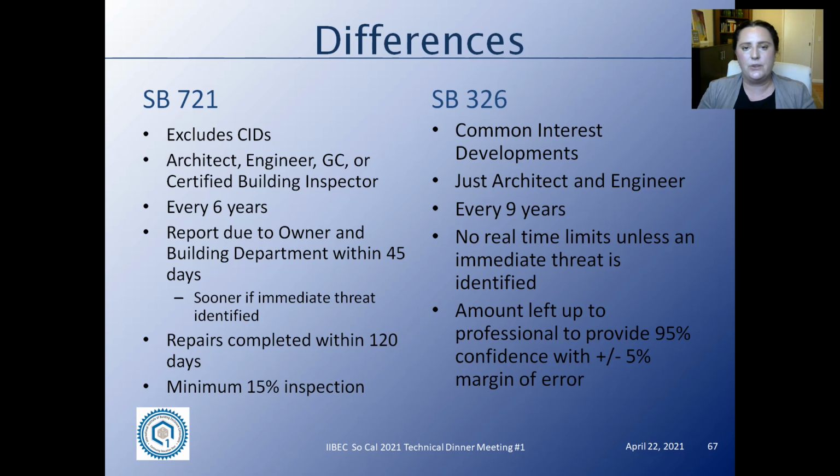One thing to note for both 721 and 326 is if problematic conditions are observed, then you are required to do additional inspections. The amount additional is left up to the professional. So if you inspect 100 balconies and 50 of them have problematic conditions, you as the professional need to determine how many more you want to inspect. It could be you now require full inspection. It could be now you only need to see an additional 2 or 3. It is left up to your professional judgment.